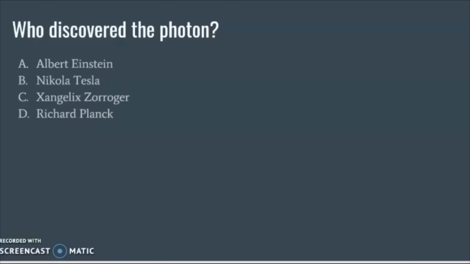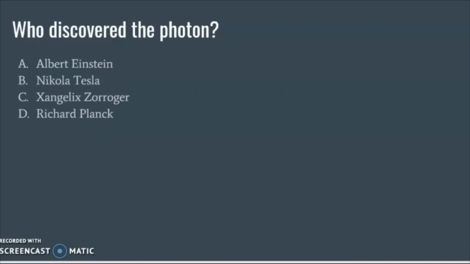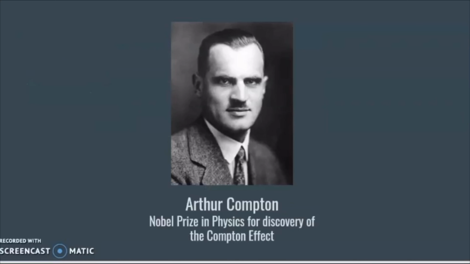And a little history quiz. Who discovered the photon? Who had this big idea, I guess? Nikola Tesla, Albert Einstein, Angelic Zeroger, or Richard, that should say Max Planck. If you guessed Einstein, you're kind of right, because he was the guy who theorized that it was a thing, but it was actually this man right here, Arthur Compton, who received the Nobel Prize in Physics for discovering the Compton effect, who experimentally observed the photon first.